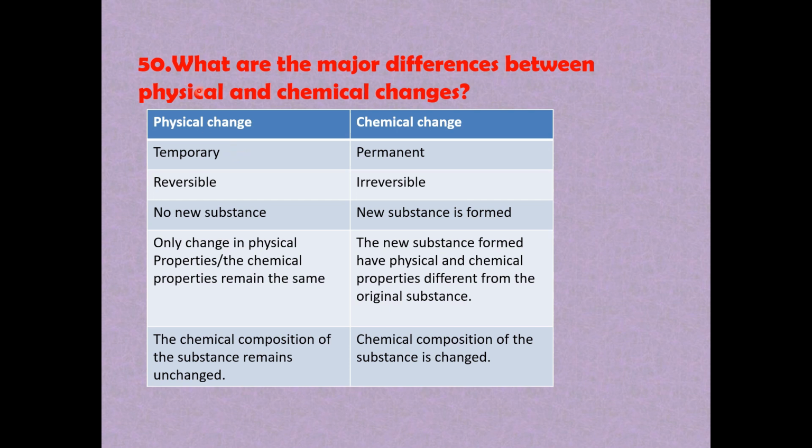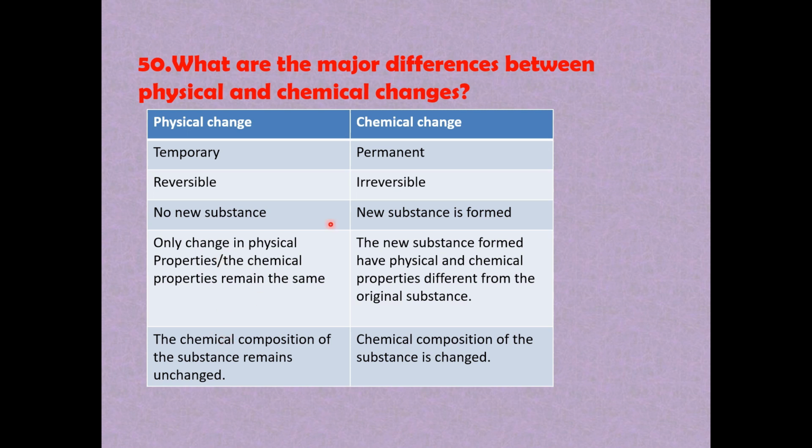Here is the final question. What are the major differences between physical and chemical changes? Physical change: it's temporary, it's reversible, that means you can get it back. No new substance is formed. Only change in physical properties, the chemical properties remain the same. The chemical composition of the substance remains unchanged.